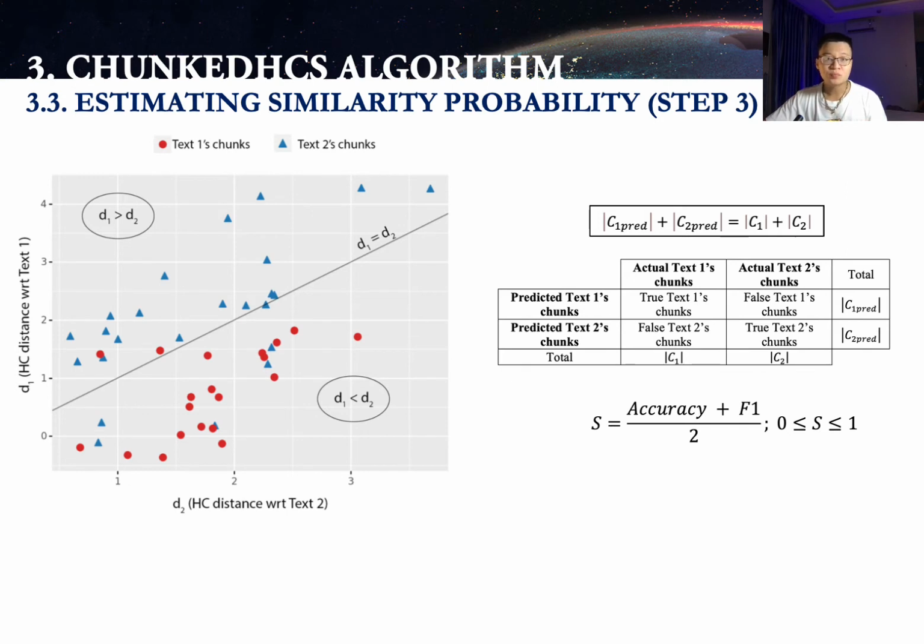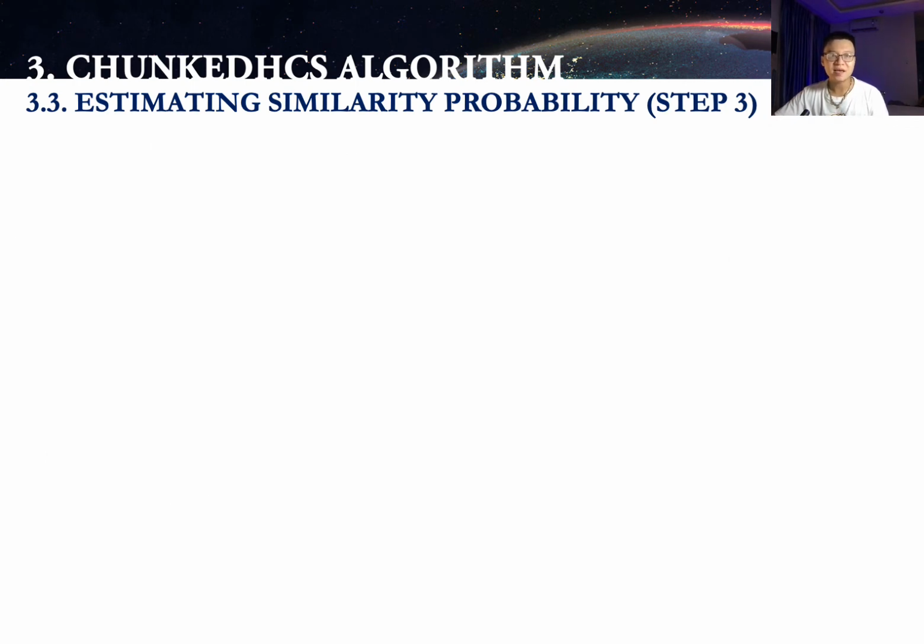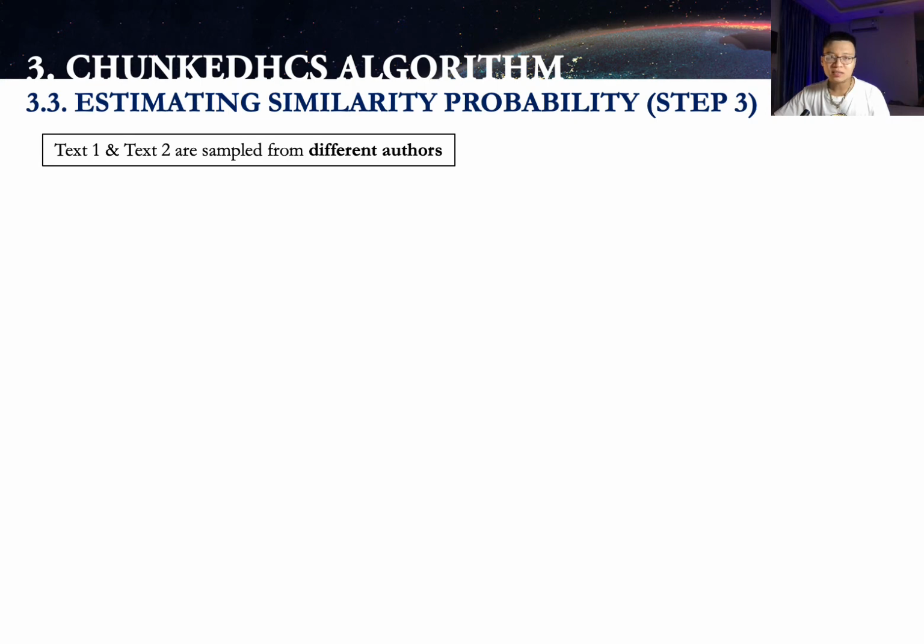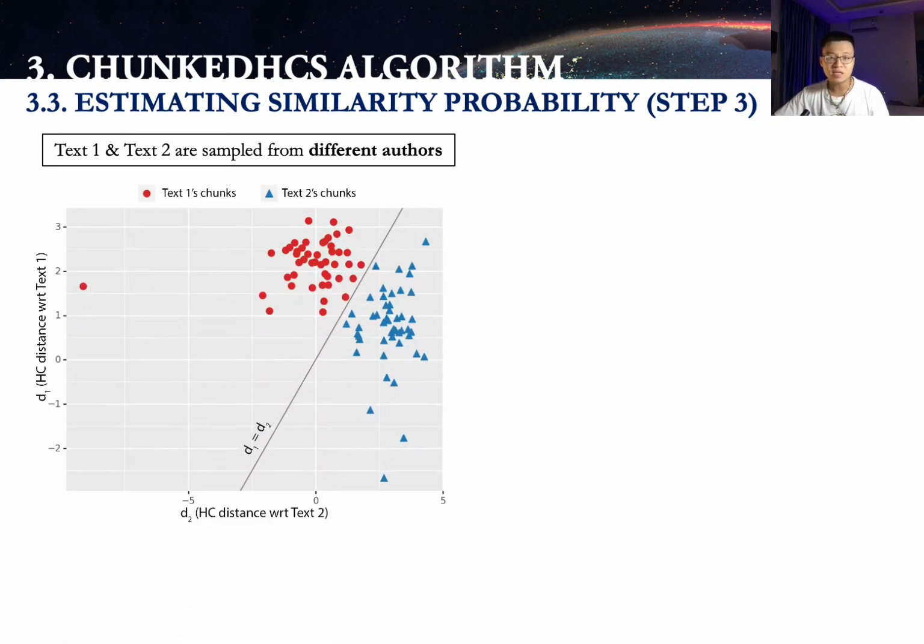to calculate the S score. Here in this case, the S score ranges from 0 to 1. There are two possible extreme scenarios for the S score. Let's say text 1 and text 2 are sampled from two different authors. The first extreme scenario is that all of the chunks are separated clearly, and then the accuracy and F1 are both 1, leading to the S score indicating difference, which is going to be 1.